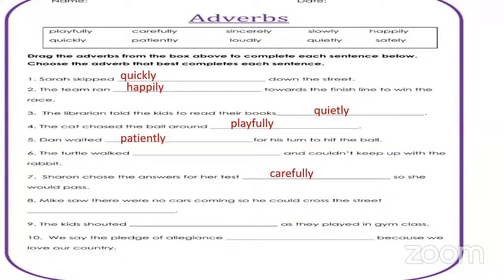Next one. Number 5. Dan waited for his turn to hit the ball.